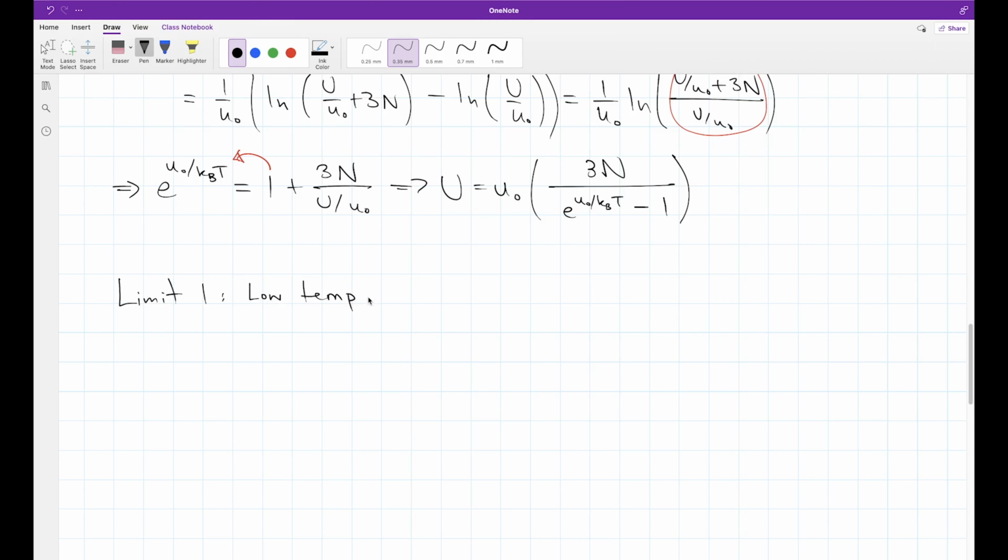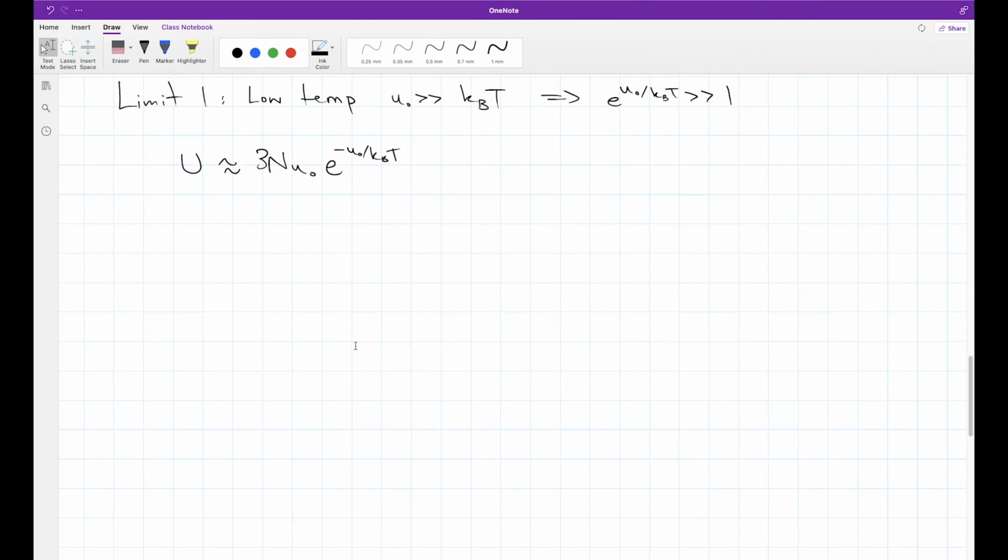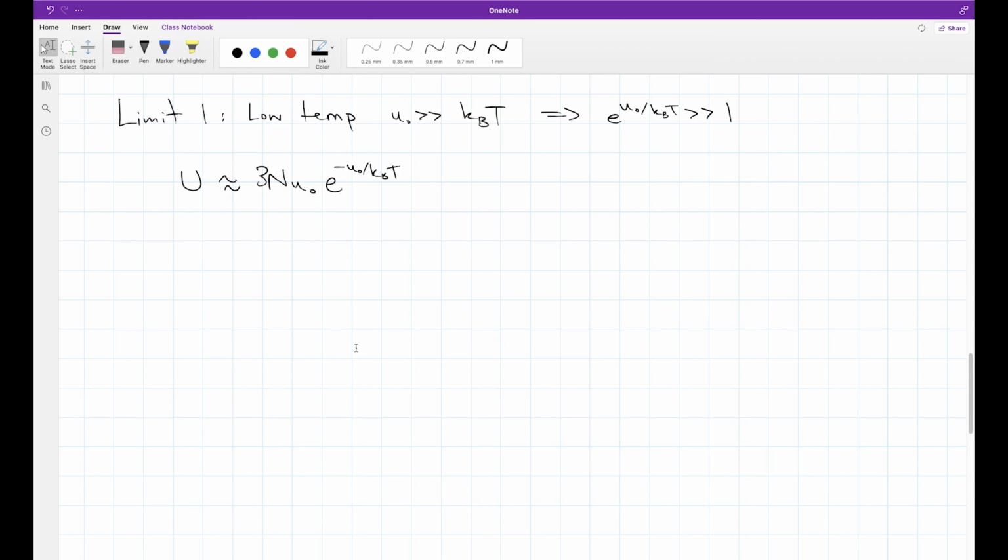Okay, so in the low temperature case, we merely get that u naught is much greater than kBT. And that means that e to the u naught over kBT is much bigger than 1. So all we can do is ignore the factor of minus 1 here in the expression for u, since the other term will dominate. It will be much bigger. So we'll get that u is approximately equal to 3n u naught times e to the minus u naught over kBT. And this is about all we can do. This limit turns out to be much simpler than the high temperature limit.